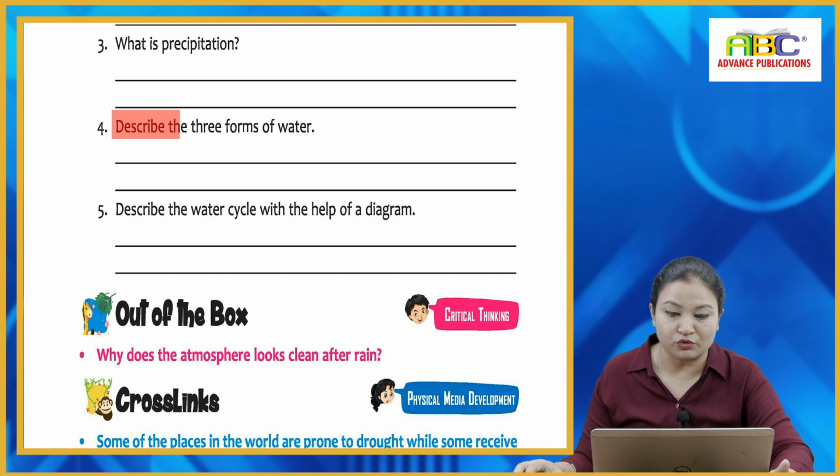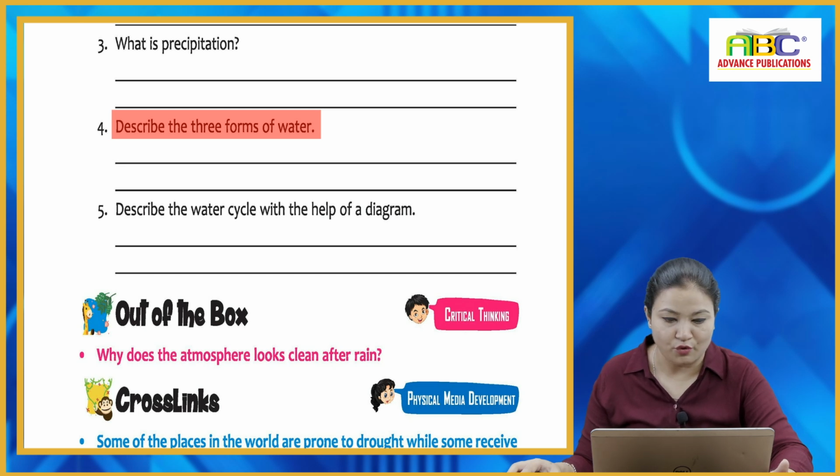Fourth, describe the three forms of water. So, water exists in three forms. It exists in solid form as ice, liquid form as water, and gaseous form as water vapor. All the three forms of water are interchangeable. It means that one form can be changed into the other form.